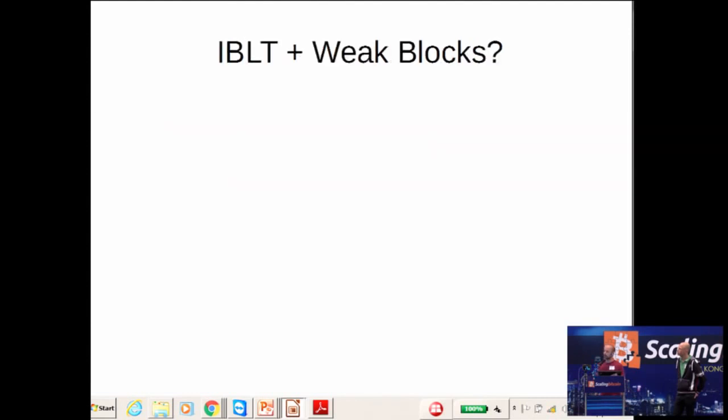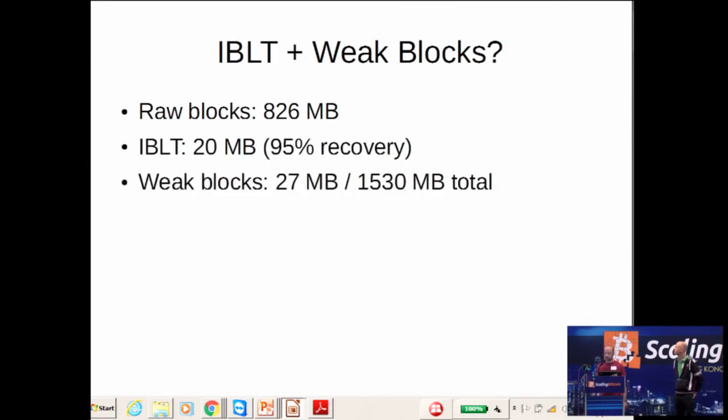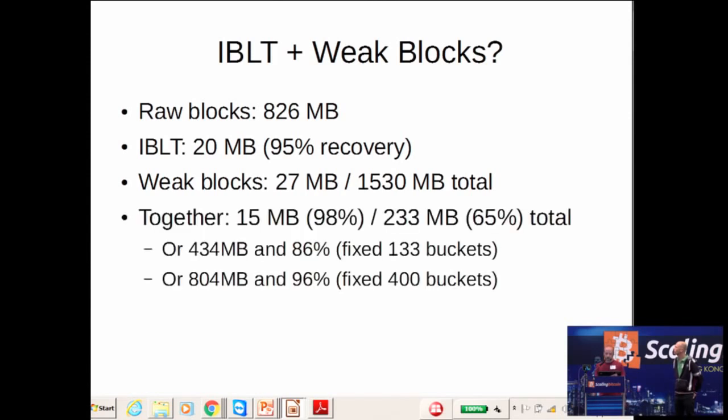Okay. But with that aside, now everybody likes ice cream, everyone likes ketchup, so let's put them together. IBLT and weak blocks. Remember, we had 826 megabytes when we sent the raw, and that's just spraying out to all three of them. We got 95% recovery in 20 megabytes with IBLT. We got down to 27 megabytes, or 1.5 gig, depending on how you measure it, for weak blocks. If we do both, we drop the cost of sending the strong blocks, the critical ones, down to 15 megabytes, and we actually bump up the accuracy to 98% reconstruction.